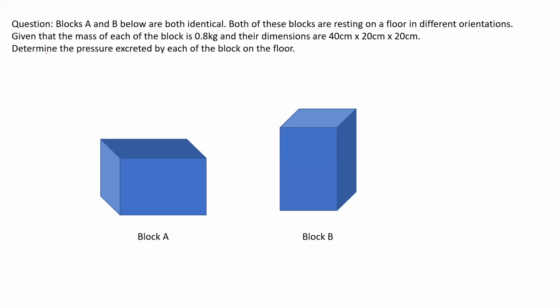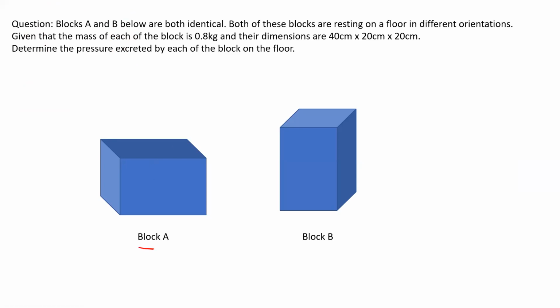Okay, so for this question, it says blocks A and B below are both identical. Both of these blocks are resting on a floor in different orientations. Given the mass of each of the blocks is 0.8 kilogram and their dimensions are 40 cm by 20 cm by 20 cm, determine the pressure exerted by each of the blocks on the floor.